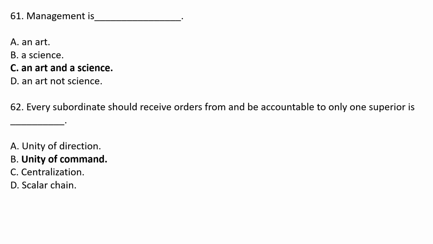Management is dash. An art, a science, an art and a science, an art not science. The correct answer is Option C an art and a science. Every subordinate should receive orders from and be accountable to only one superior is dash. Option A unity of direction, Option B unity of command, Option C centralization, Option D scalar chain. The correct answer is Option B unity of command.